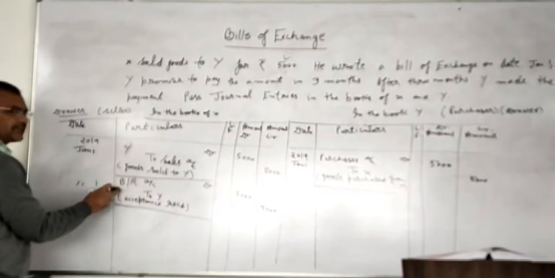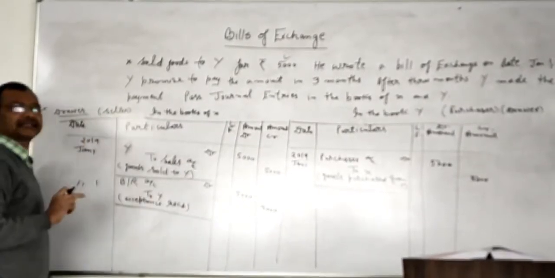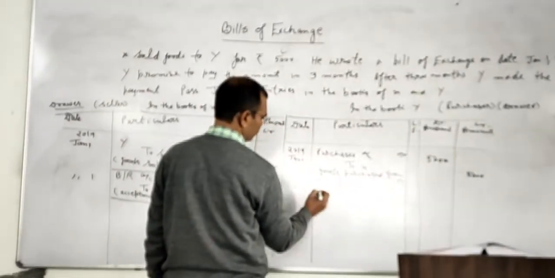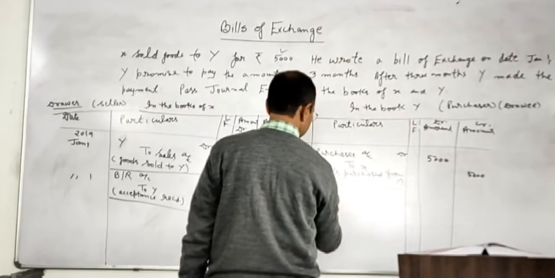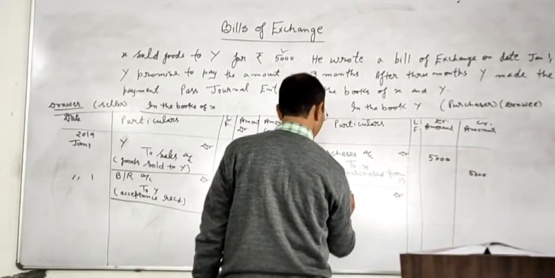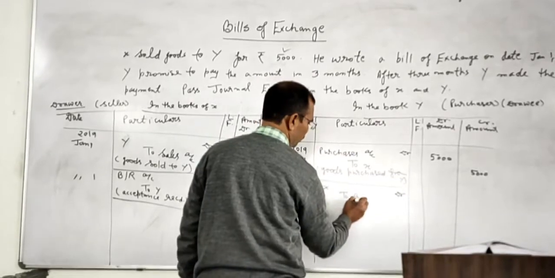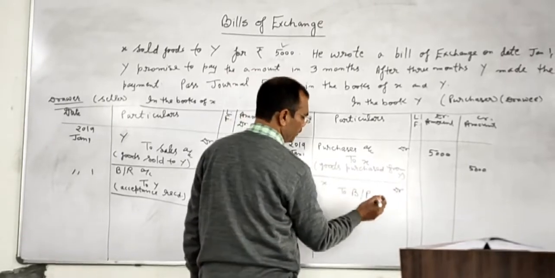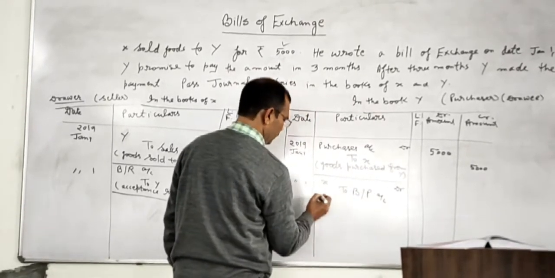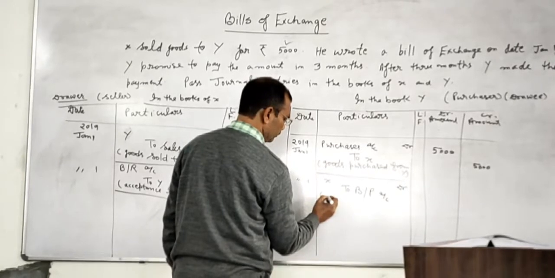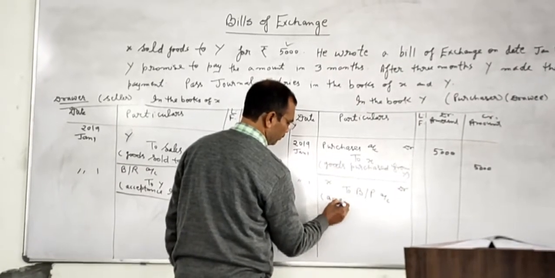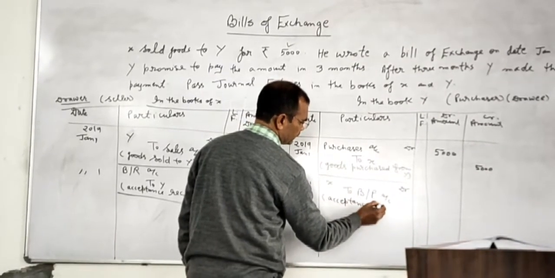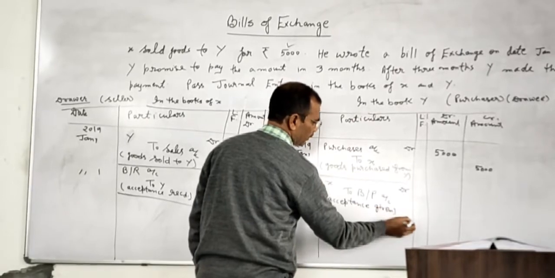X is receiving the acceptance, which means the buyer is giving the acceptance. So they will write here the entry: Y debit to BP. BP stands for bills payable. And we will write here acceptance given.